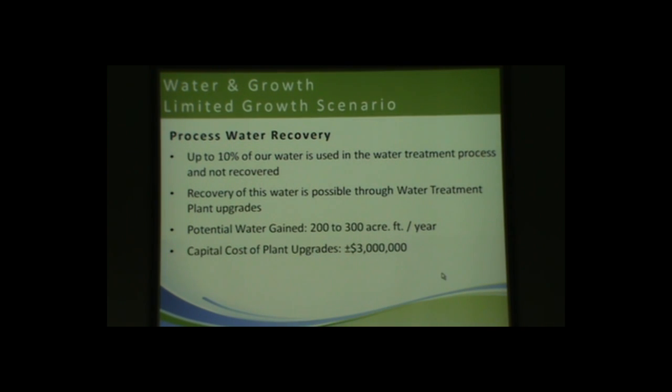The first of the solutions that will result in more water is processed water recovery. We can recover up to 10% of the water used in the water treatment process through upgrades to the water treatment plant. We can potentially gain 200 to 300 acre feet of water through plant upgrades.